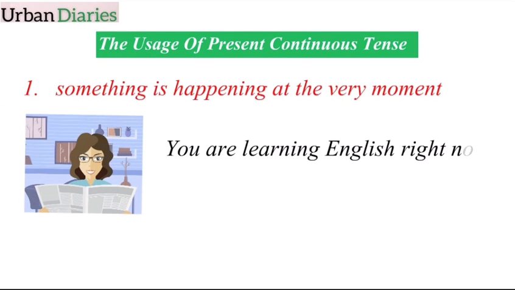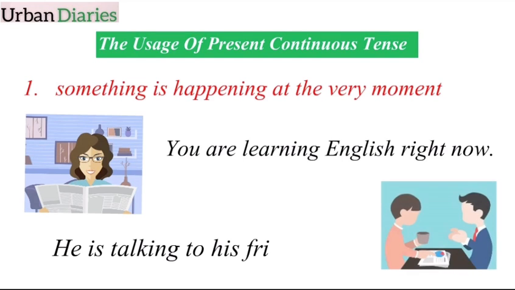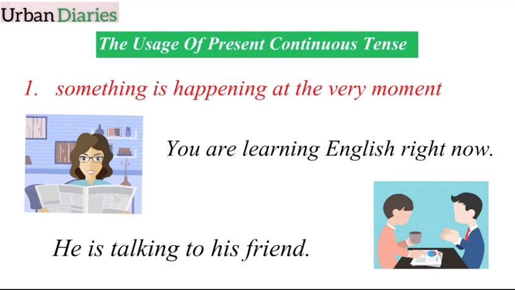You are learning English right now. So if you're watching this video right now, what are you exactly doing? You're learning tenses. You're learning English. So it clearly expresses what you're exactly doing right now. See this example. He is talking to his friend. So if you notice this picture, you will see that 2 people are talking to each other. And this is how we express what we are exactly doing at this moment.